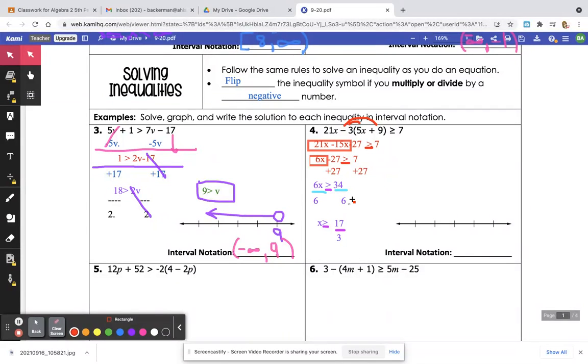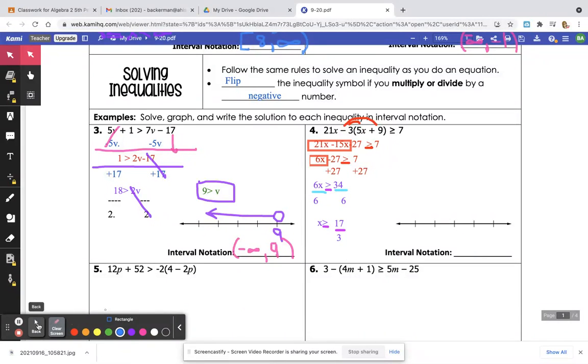Divide both sides by 6. I am not multiplying or dividing by a negative, so my sign will stay the same. And so 34 over 6 is not perfect, but I can reduce it by 2. So 34 divided by 2 is 17. 6 divided by 2 is 3. This is roughly 5.33.